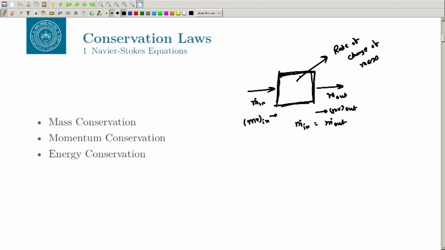So, we will have the momentum in, momentum out, and that should be balanced by the rate of change of momentum and the forces acting on the body. Basically, that is Newton's second law of motion. And finally, you have the energy conservation, that means following the first law of thermodynamics, which you have already discussed.